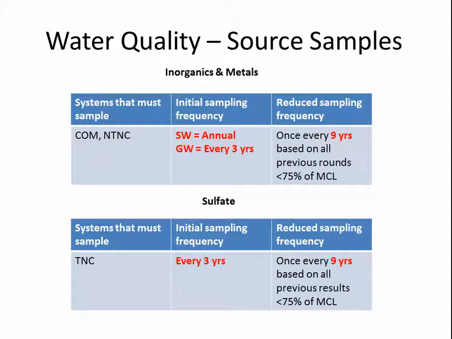Sulfate is a requirement just for transient non-community systems, and the reason for that is because sulfate is actually included in this inorganics and metals group, but if you're a transient system, you don't have to do inorganics and metals, so we have it as a separate requirement for these transient systems. The initial sampling frequency is every 3 years, and then that can be reduced to once every 9 years based on all the previous results being less than 75% of the MCL. As a side note, if you think you have a source that is eligible for this most reduced sampling frequency, just notify us in the rules section and we'll look at that and see if we can get you that waiver.